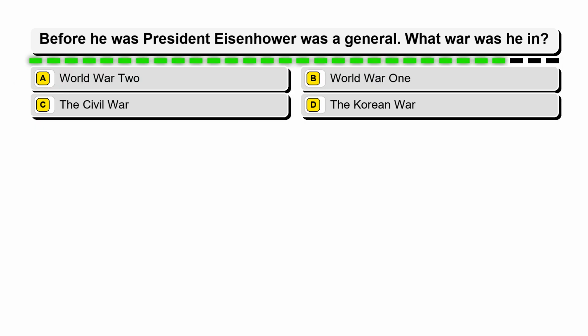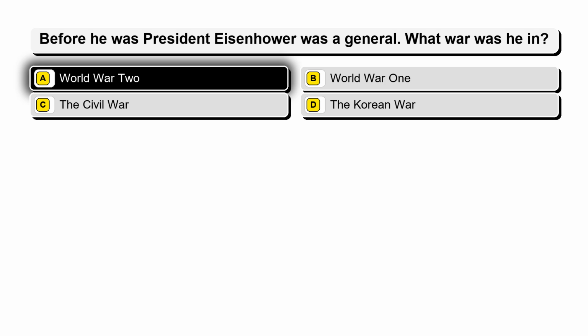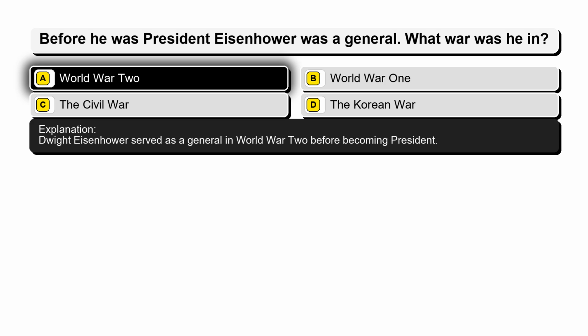Question 121. Before he was president, Eisenhower was a general. What war was he in? Option A, World War II. Option B, World War I. Option C, the Civil War. Option D, the Korean War. The correct answer is option A, World War II. Dwight Eisenhower served as a general in World War II before becoming president.